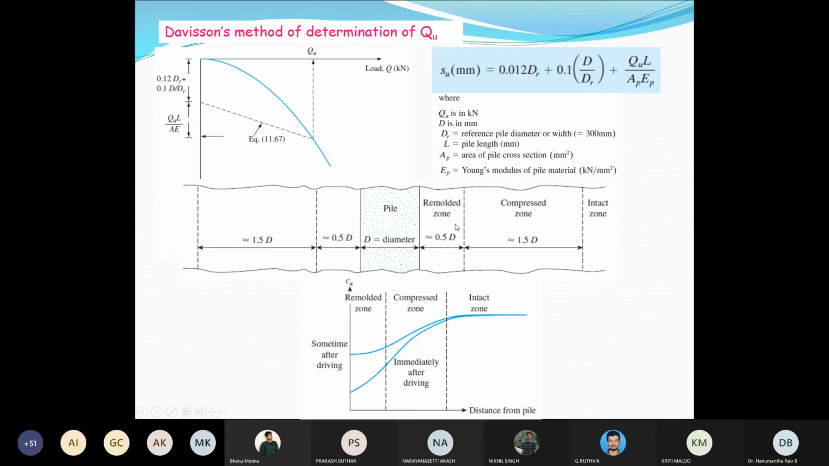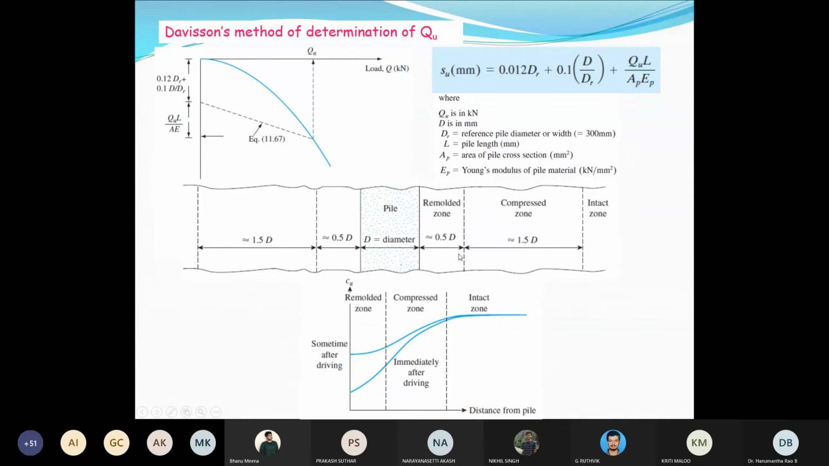Then you can also try to understand what is happening to the soil behavior all around the pile. The other way of understanding this is, when you do the pile load test, what would be the zone of influence. One typical interpretation made by different people is, suppose this is the pile, in the lateral direction up to a distance of 0.5 times D, the soil is completely disturbed.